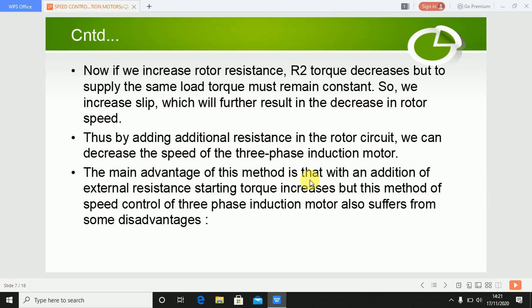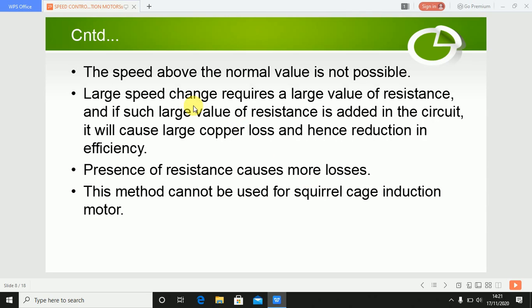Let us see one by one. First one, a speed above the normal value is not possible, and because of the large value of resistance, there is a large copper loss. Therefore, there is a reduction in the efficiency, and because of the resistance, there are I square R losses, and this method is not applicable for squirrel cage induction motor, and it is only applicable for slip ring induction motor.